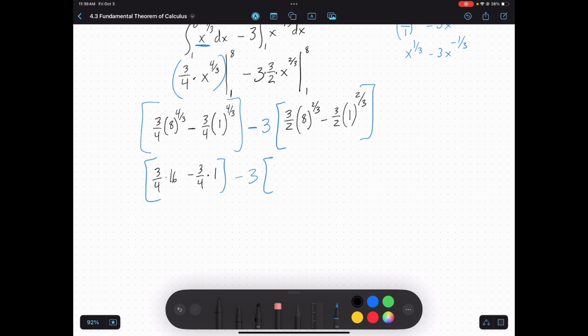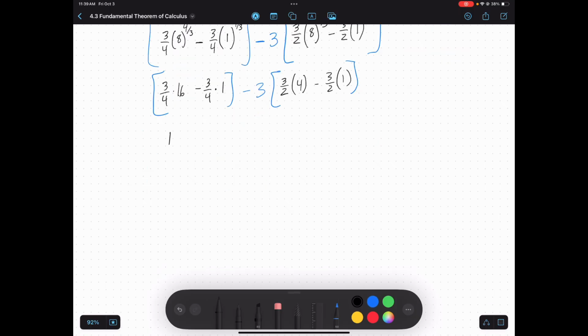And for the second part, I get 3/2 times 8 to the 2/3, which is 4, minus 3/2 times 1 to the 2/3, which is still just 1. Simplify this a little bit more.